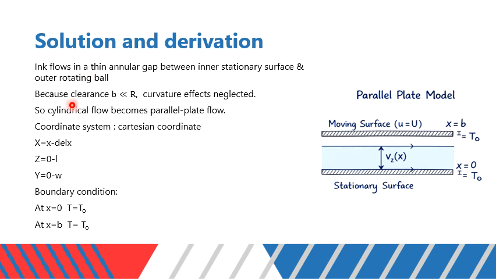Now, because the clearance is very small, our curvature is neglected and cylindrical flow becomes parallel flow, as we have explained earlier. So for the Cartesian coordinate system, we are considering Cartesian coordinates. x is from x to x plus delta x, z direction is from 0 to L, and y is from 0 to W. And for boundary condition, as I have told, at x equals to 0, temperature is T naught, and at x equals to B, temperature is T naught only.